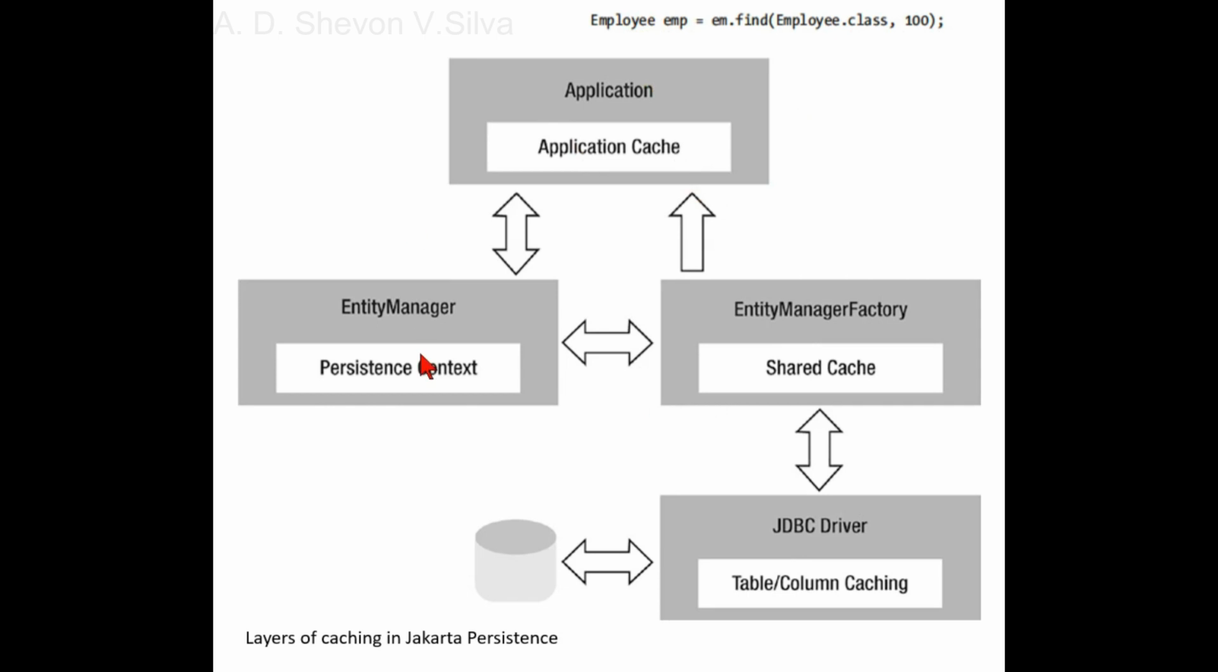So here you can see the application cache is inside the application, and the application interacts with the entity manager and entity manager factory. The persistence context is inside the entity manager, and the entity manager interacts with the entity manager factory. The shared cache is inside the entity manager factory, and the entity manager factory interacts with the JDBC driver, and table or column caching is inside the JDBC driver. The JDBC driver interacts with the database.